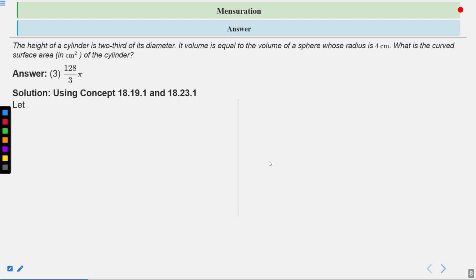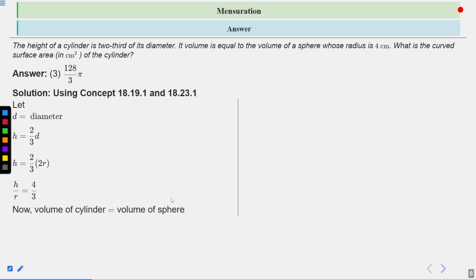So let the diameter be d meter. So h will become 2 by 3 d, because it is given 2/3 of its diameter. Now we can say that d equals 2r. So h equals 2 by 3 into 2r, or we can say 4 by 3 r. So we get the relation between h and r: if height is 4 units, then radius is 3 units.